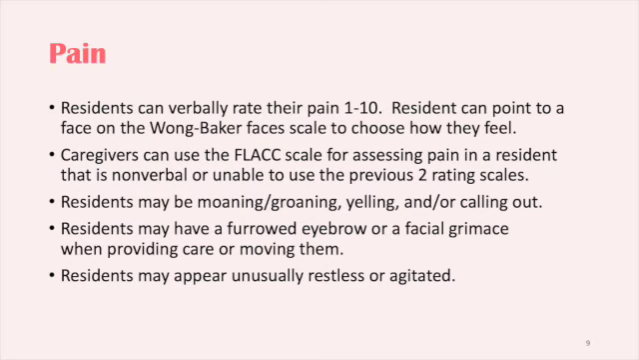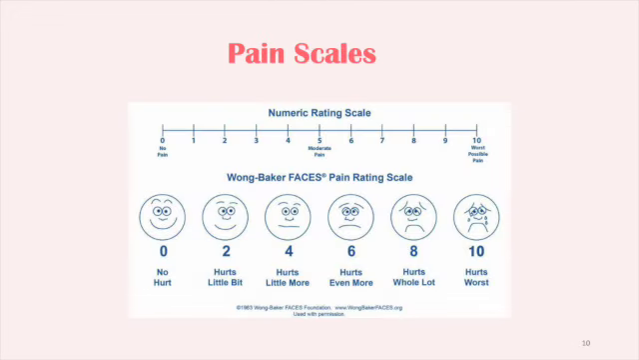So let's start out with pain and just talk about that a little bit. Residents that can verbally rate their pain, it's always good to ask them, what is your pain level from 0 to 10? 0 is no pain, 10 is the worst possible pain that you could have. You can also use, and there are examples here in the slides, the Wong-Baker Faces scale, so that if they can't give you a number and verbalize that, they can point to the picture of the face that is more descriptive of their pain at that time.